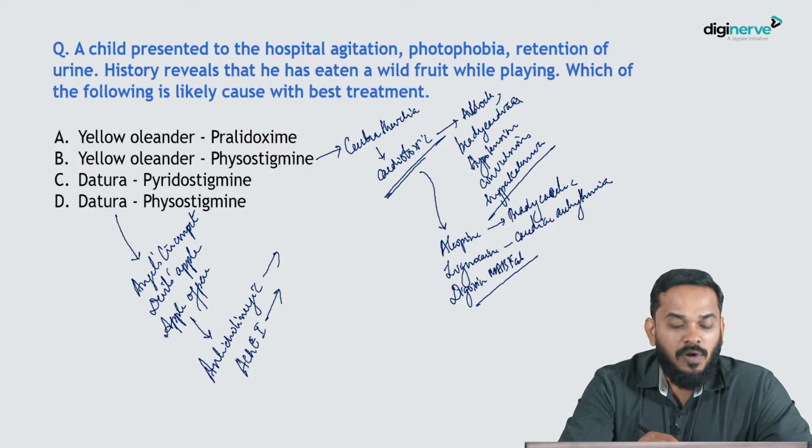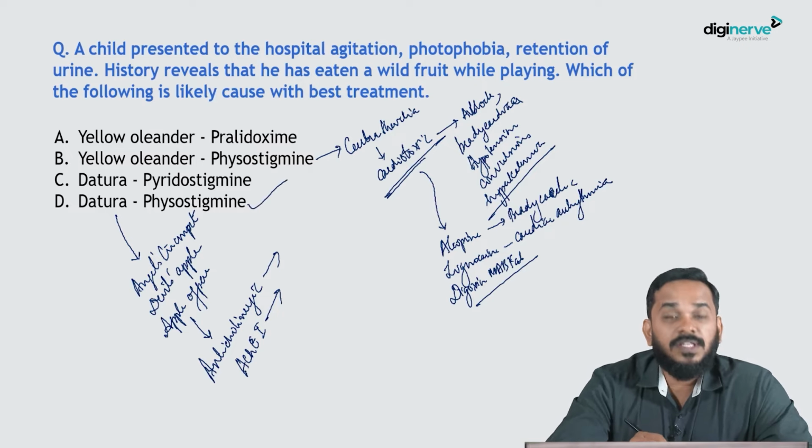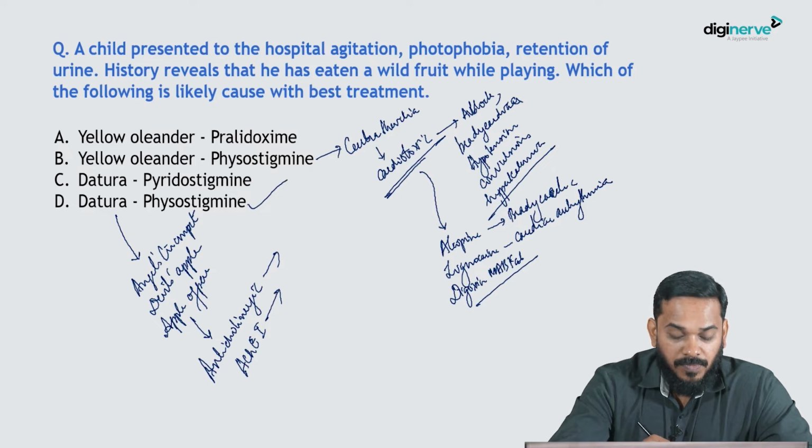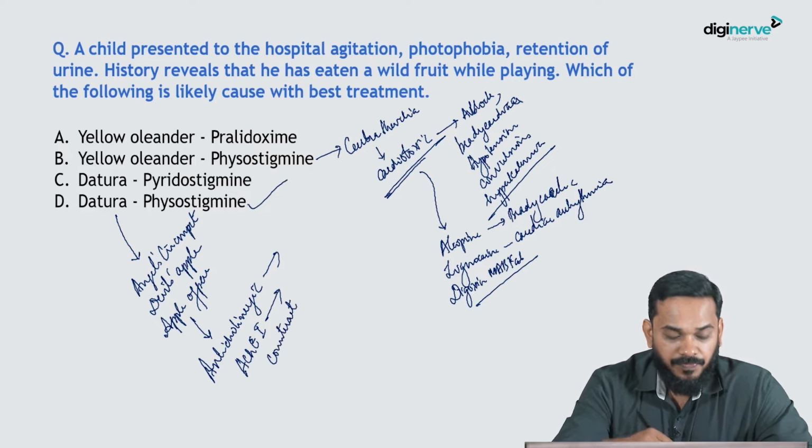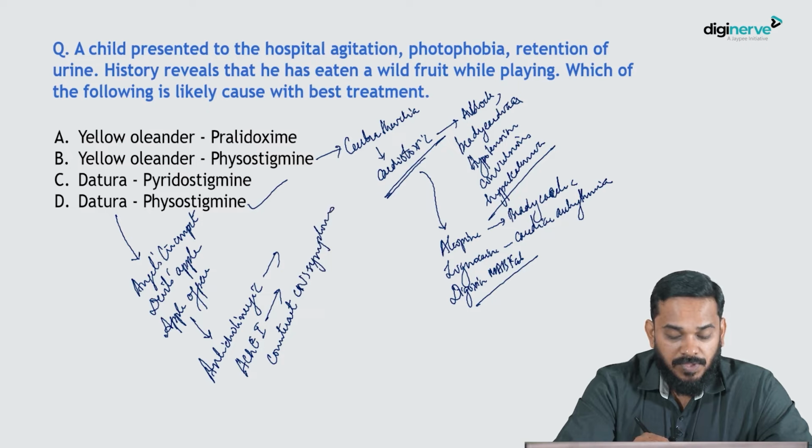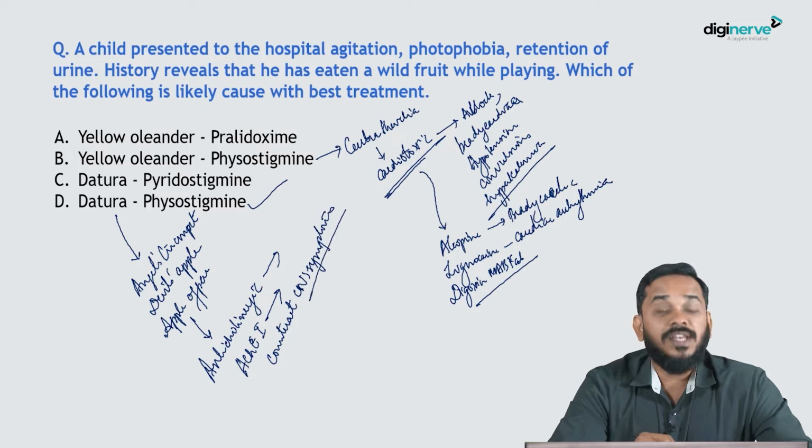We are given two options: pyridostigmine and physostigmine. Among pyridostigmine and physostigmine, physostigmine crosses the blood-brain barrier. This is to counteract the central nervous symptoms of datura. So the correct option would be option D.